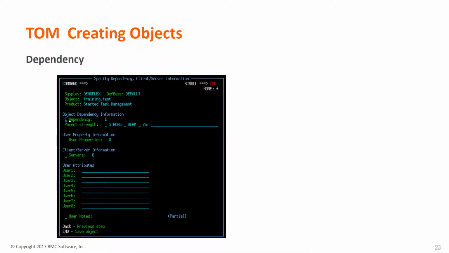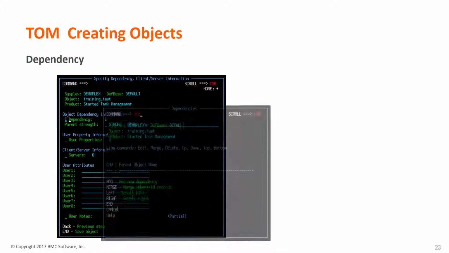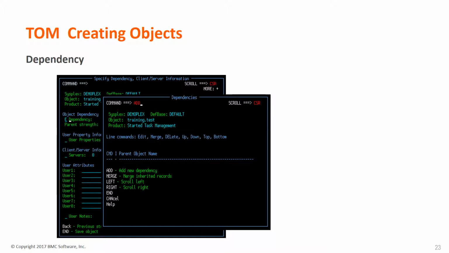And then here's the dependency field that TOM uses to determine what order things should be started and stopped. If we want to, we can put an E in the dependency field. And TOM will pop up a display like this. And what we want to do is add a new dependency. So we'll type add on the command line.